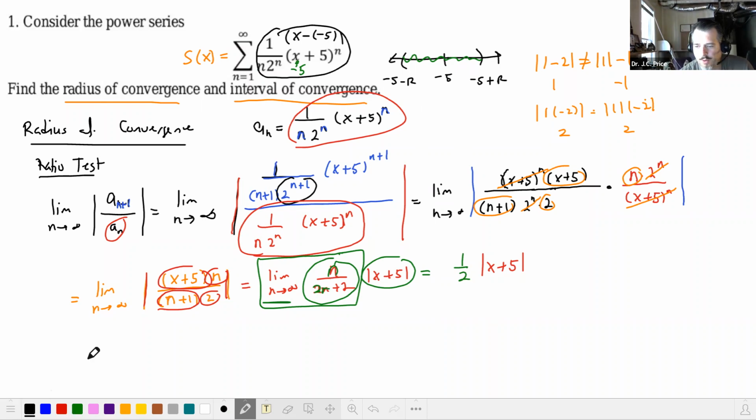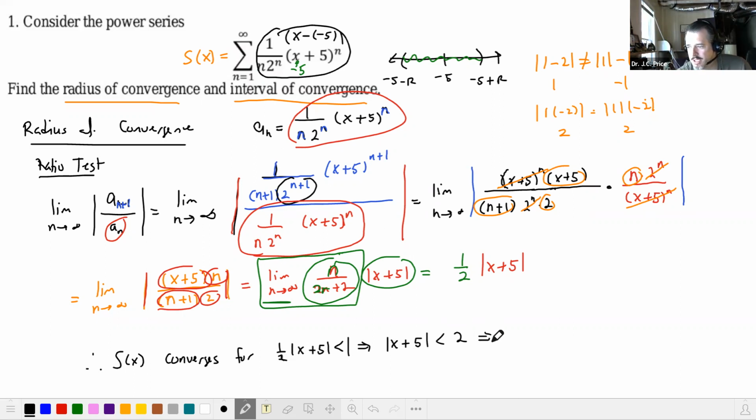And so now what can I say? I want to say, therefore, s of x, that way I don't have to write it all down, I give it a name, s of x converges for 1/2 absolute value of x plus 5 less than 1, which implies absolute value of x plus 5 is less than 2, right? You multiply both sides by 2 basically here, which implies r is equal to 2 by the ratio test.